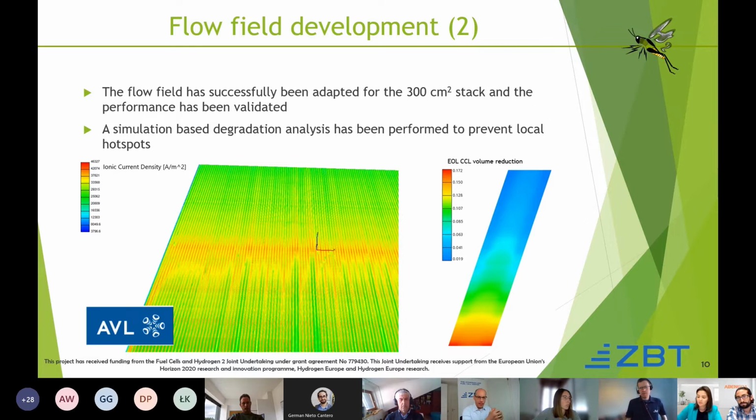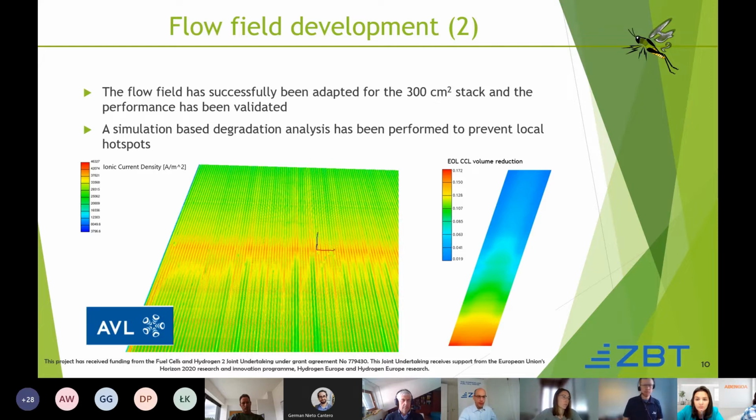But what ZPT has done was a simulation-based validation of the new design. So we have checked within CFD, multi-physical CFD simulations, that we have a very good homogeneous humidity and current density distribution for the full stack, so that on the whole surface area we have very good operating conditions.